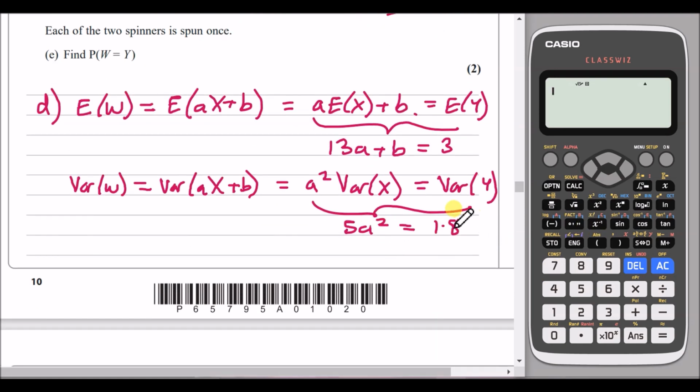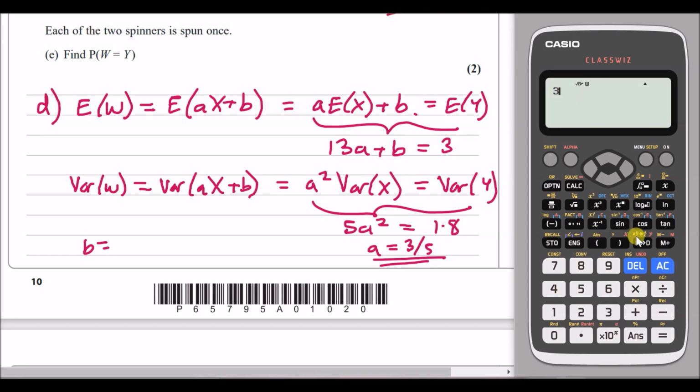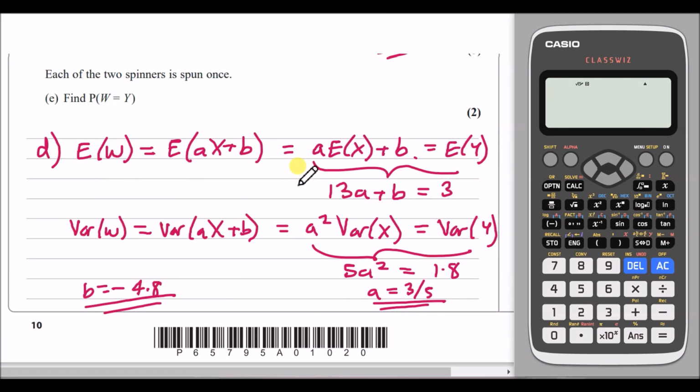So a is going to be 1.8 over 5 square rooted. So in the calculator you can write it like this, 1.8 over 5. That means a is going to be 3/5. Cool. And I'm just going to put b on this side. If a is 3/5, you can solve for b. So b would just be 3 take away 13a. So we can write equals 3 take away 13 times your previous answer. Therefore b is going to be minus 4.8. That's it. Straightforward. So we've got a and b.